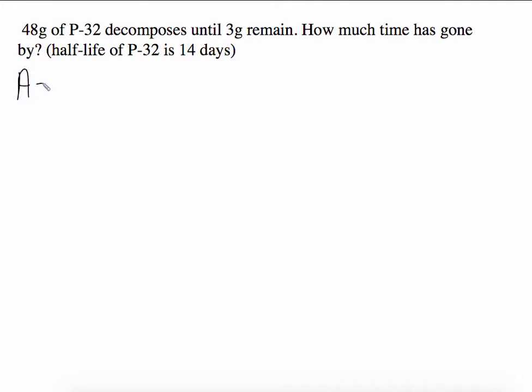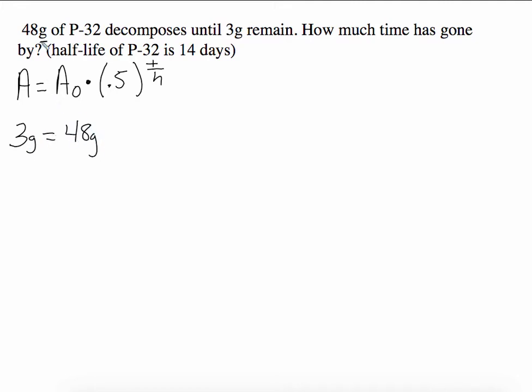The amount remaining is equal to the amount that you start with times 0.5, or 1/2, to the t, which is time, over half-life. Okay, so the first thing that you're going to do is plug in the numbers. Some people like to rearrange the variables first, but we'll just plug it in. So 3 grams remains. The amount remaining goes right here. That's going to equal 48 grams over here.